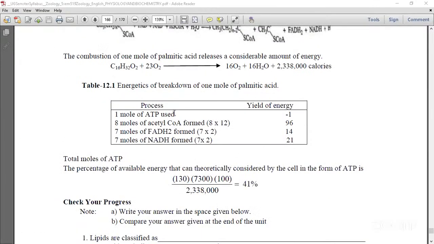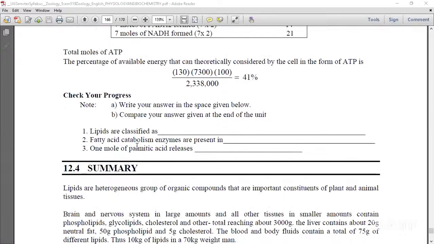Here, you can see the process. When 1 mole of ATP is used, the energy is utilized, and 8 moles of acetyl-CoA are formed. 8 into 12 leads to 96 kilocalories of energy released, and 7 moles of FADH2 produce 14, and 7 moles of NADH are formed that produce 21 kilocalories of energy. This is how the entire reaction looks.